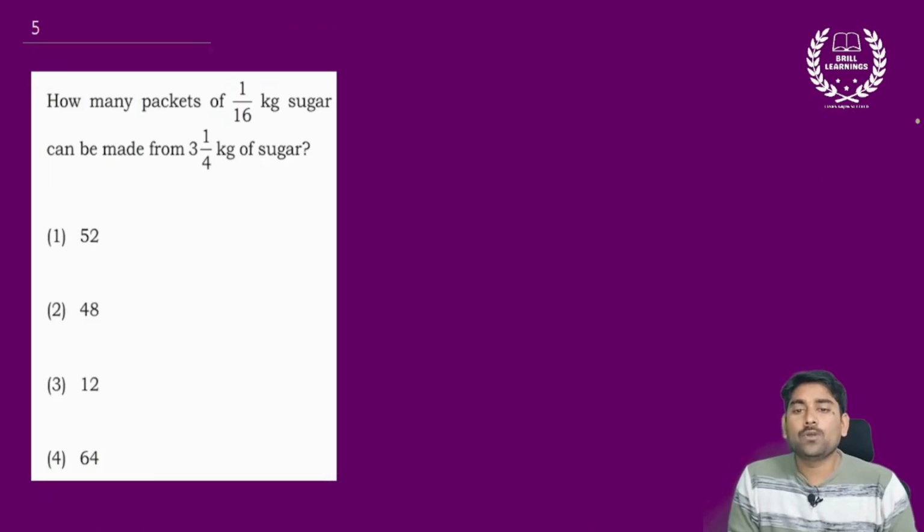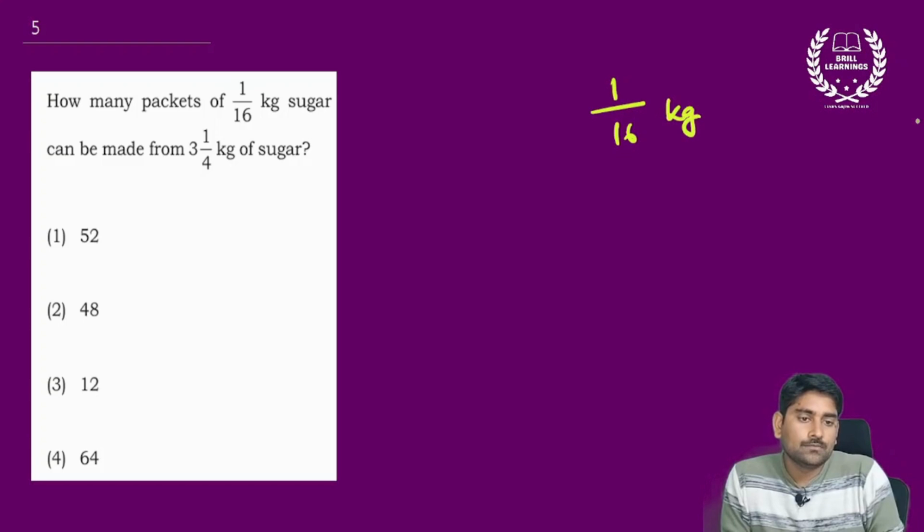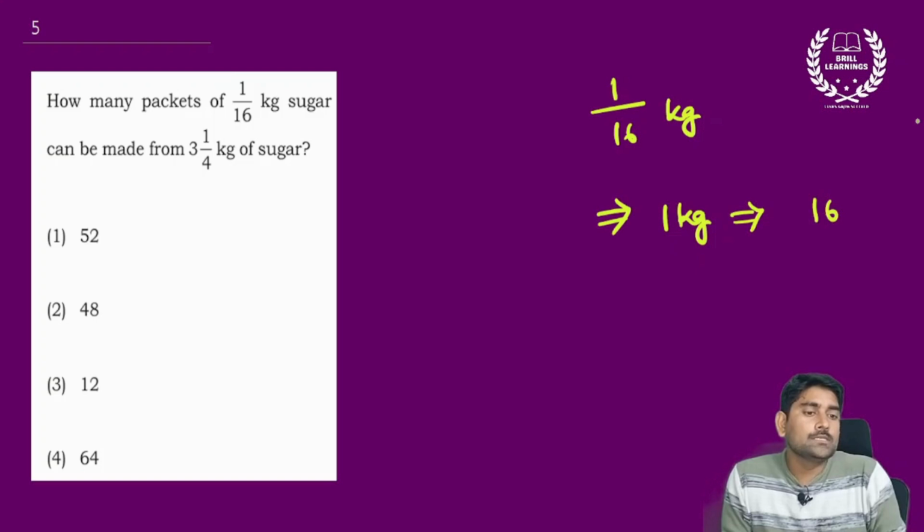How many packets of 1 by 6 kg sugar can be made from 3 1 by 4 kg of sugar? So 1 by 6 kg means for 1 kg we need to divide 6 packets. Total we have 3 1 by 4 kgs, right?